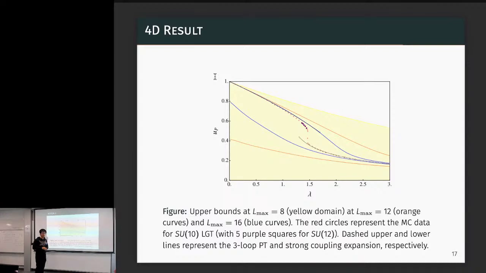Sorry, what's on the y-axis? The y-axis is the plaquette, actually. Yes, this is a plaquette. In principle, you can bootstrap anything under the bootstrap cutoff. Under some cutoff, you can bootstrap everything, taking the Wilson loop upper bound.